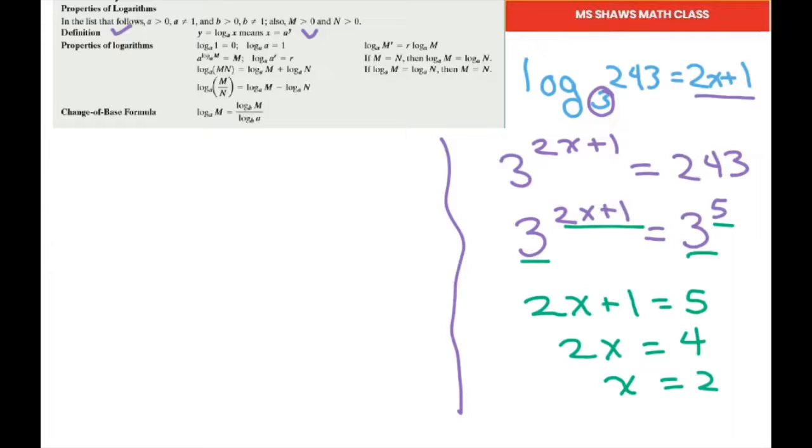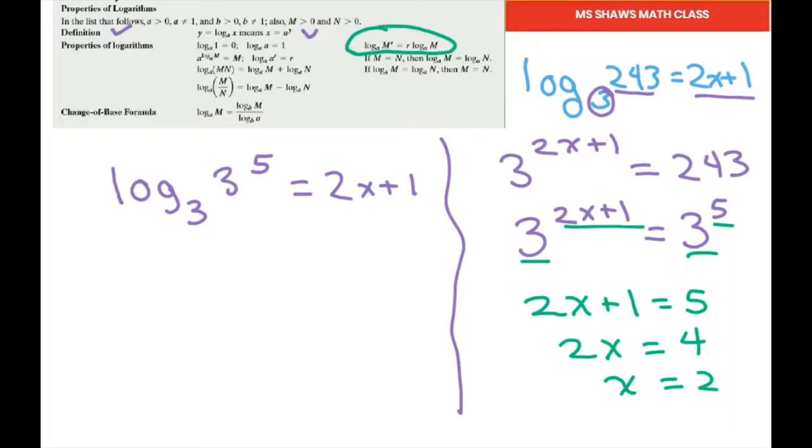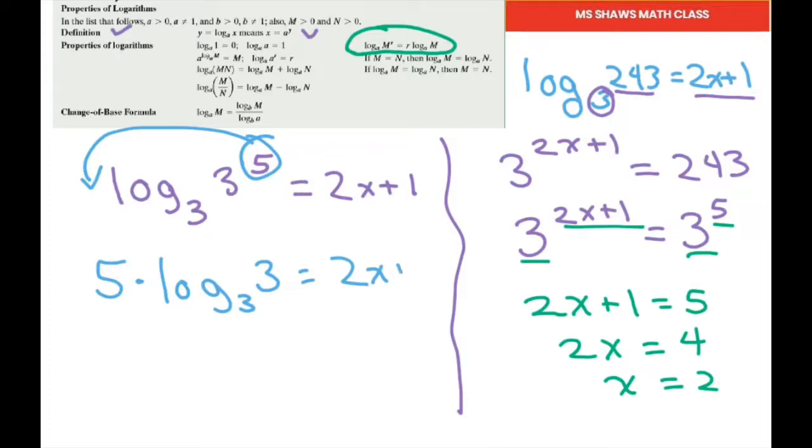The other method would be to write this as log base 3 and go ahead and write this. 243 is 3 to the 5th equals 2x plus 1. And then what we're going to do is use the power property, which is, where is the power property? Right here. Use the power property and bring this 5 out front here. So you have 5 times log base 3 of 3 equals 2x plus 1.